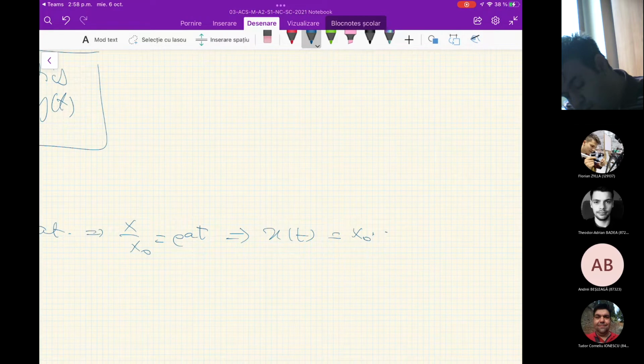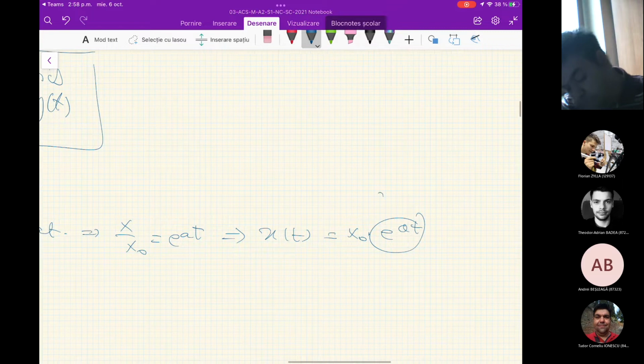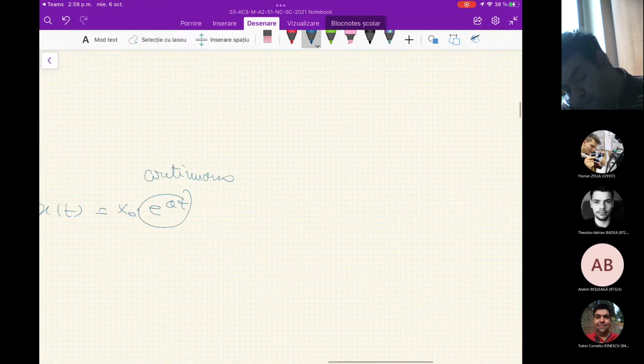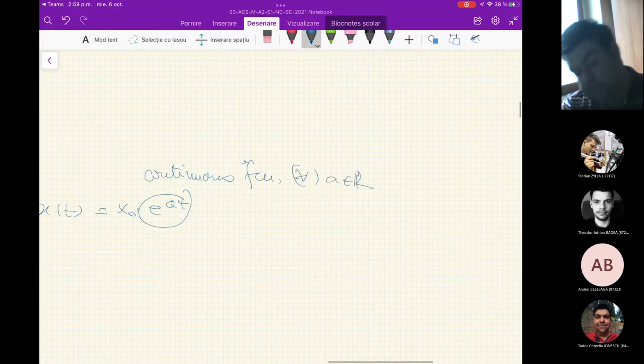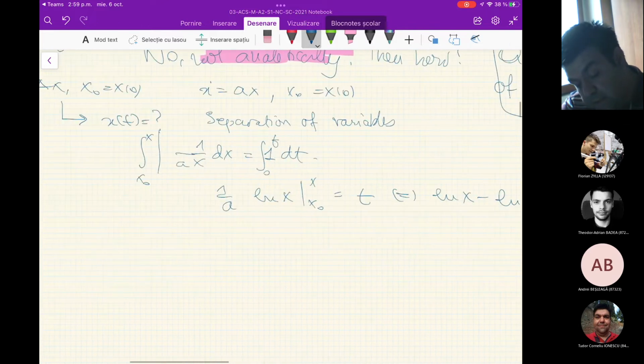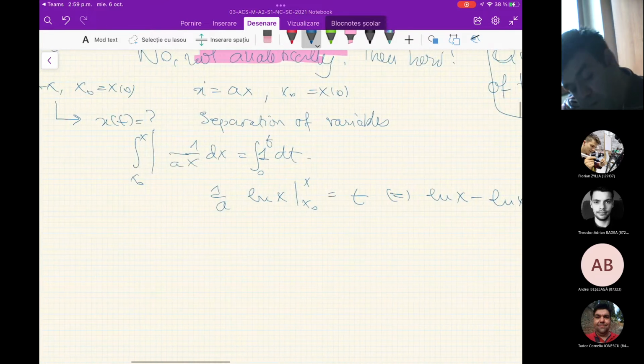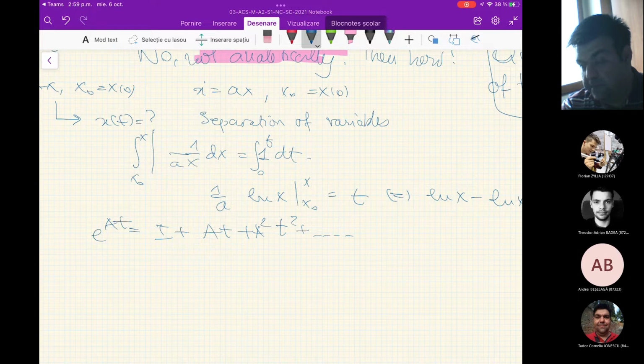It's x0 exponential of at, a continuous function for all a real numbers. Now we can extrapolate this to matrices. We know that we have the exponential matrix, which is defined as the identity plus at through the Taylor series expansion, plus a squared t squared, and so on and so forth. So there exists the matrix exponential.